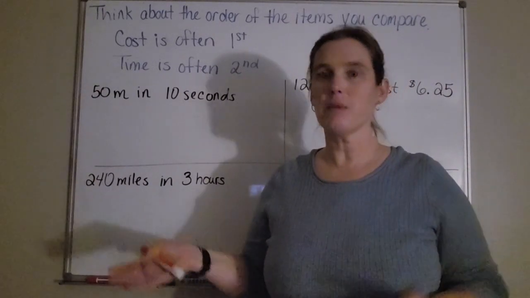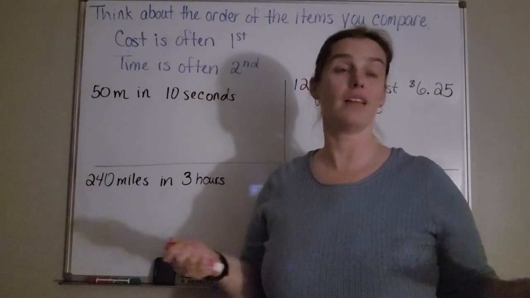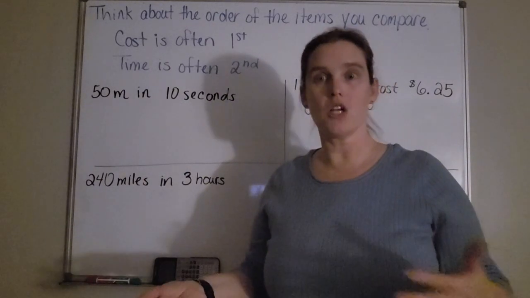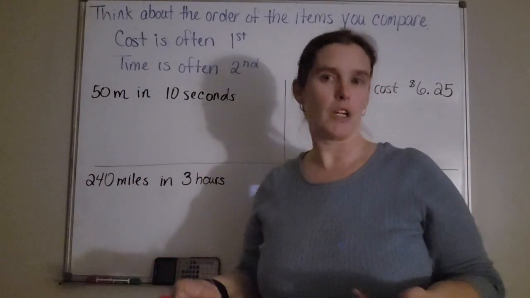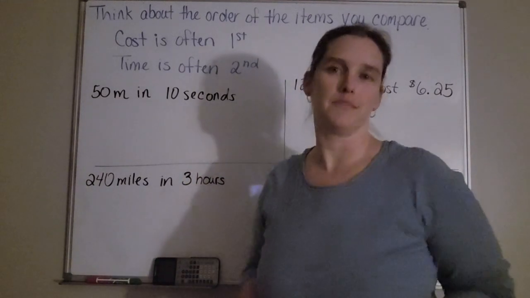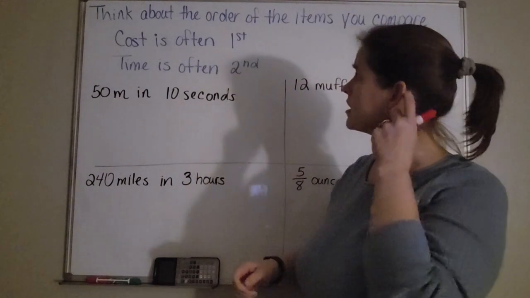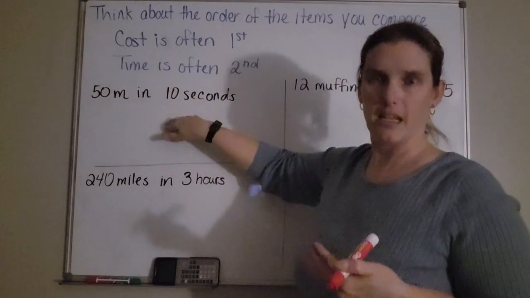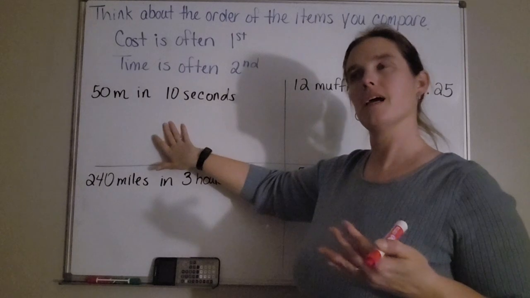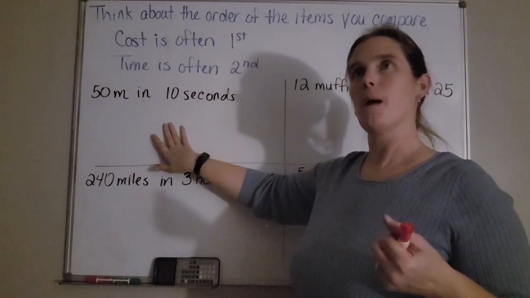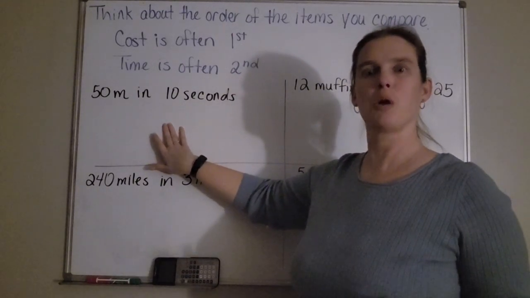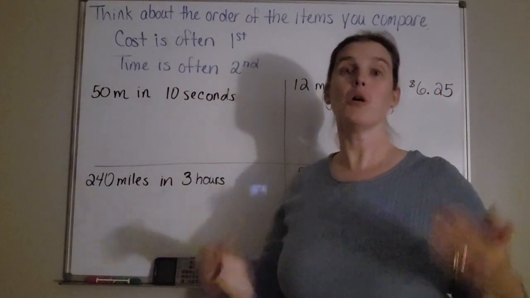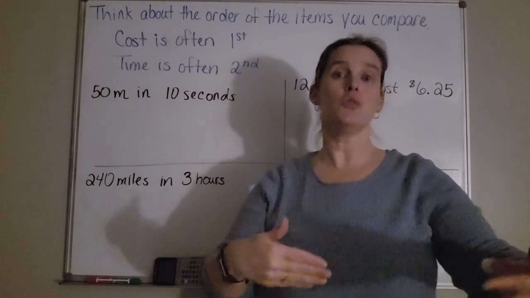Distances, other measurements, it just depends on the context. If there's really nothing that gives you any clue one way or the other, then just like the ratios, go in the order that it's written, okay? All right, so let's think about this one. You run 50 meters in 10 seconds, so we want to find the unit rate. So does it make more sense to do meters per second or seconds per meter? Yeah, I suppose you can make an argument one way or the other, but most of the time we talk about how fast do you run?